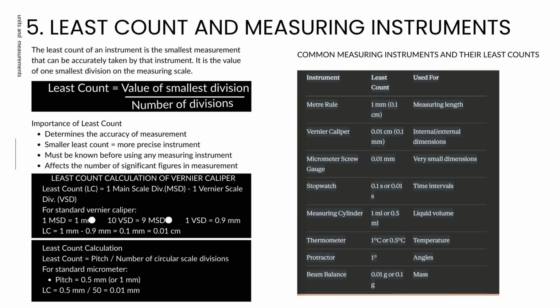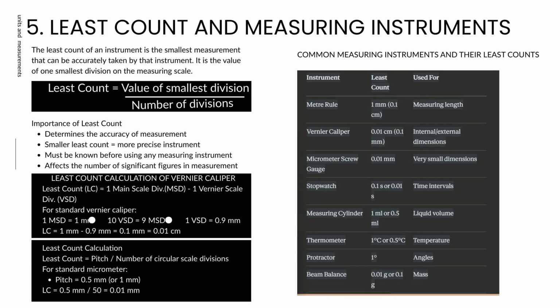Least count and measuring instruments. Basically, for measuring length, we have the meter rule, the Vernier caliper, and the micrometer screw gauge. For measuring mass, we have the weighing balance, like the beam balance. For measuring weight, which is force, we have the spring balance. For measuring time, we have the stopwatch. So the least count of a measuring instrument is the smallest measurement that can be accurately taken by that instrument.